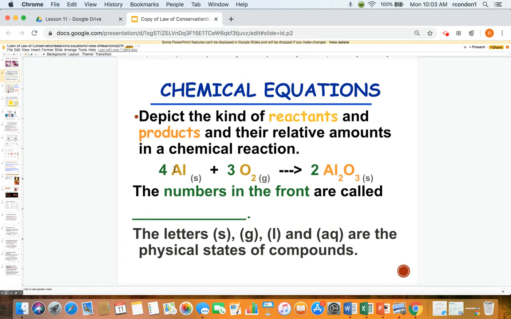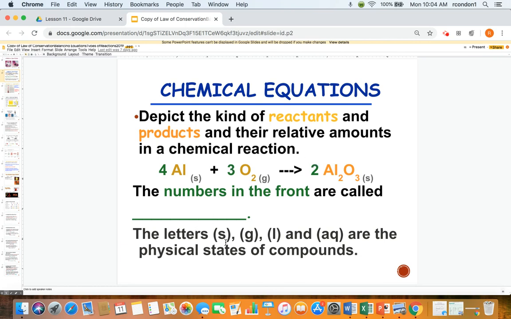So this means that there's 4 aluminum atoms. There's 3 oxygen molecules, so 6 total, because there's 2 oxygen atoms for every oxygen molecule, and if there's 3 of these molecules total, 3 times 2, that's 6. And then over here, we're going to see that 4 aluminum, 2 times 2, that's good. And then 6 oxygen over here, 2 times 3. So it's balanced. So these green numbers are coefficients.